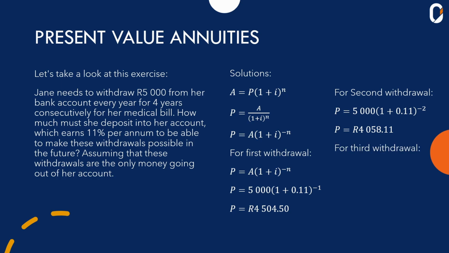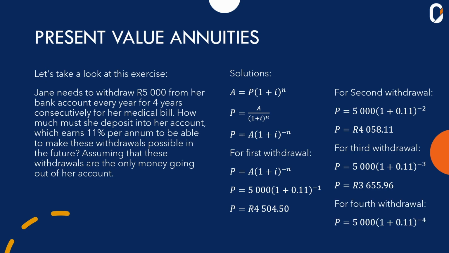And now for the third withdrawal, the n now is 3. P is equal to 5,000(1 + 0.11)^-3, and that will give me a value of 3,655.96. For her last withdrawal now, the n is now 4. P is equal to 5,000(1 + 0.11)^-4, and that will give me a value of 3,293.65.